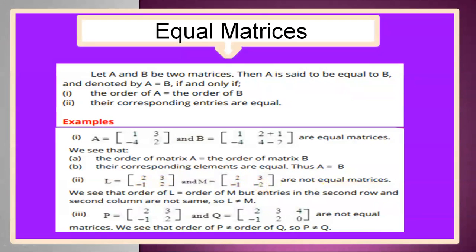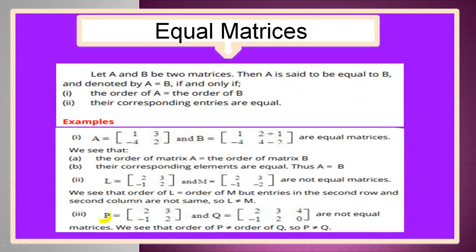But there is a problem here. Why is it not the same? Because of the entries in the second row, second column. It's not the same. So we can say L is not equal to M.